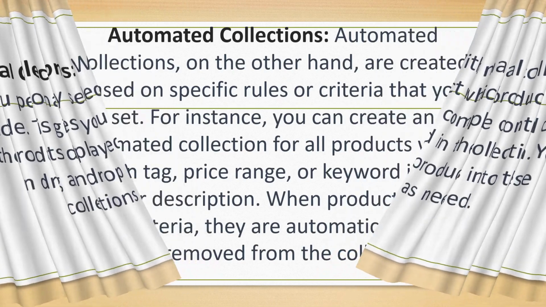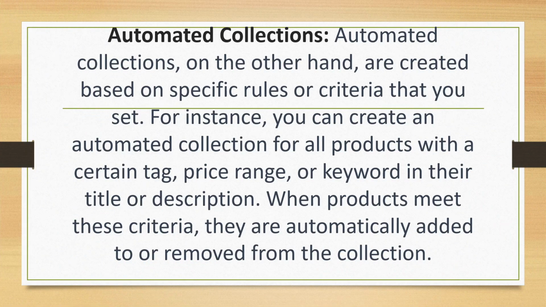The next is the automated collections. Automated collections, on the other hand, are created based on specific rules or criteria that you set. For instance, you can create an automated collection for all products with a certain tag, price range, or keyword in their title or description. When products meet these criteria, they are automatically added to or removed from the collections.